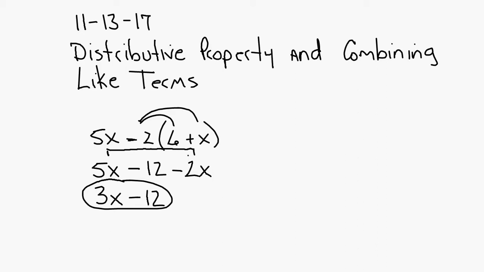So there would be your simplest form: 3x minus 12. There's no equal sign here, so you're done, okay? You're not going to be solving anything this week. You're going to be doing the distributive property, and then you're going to be combining like terms.